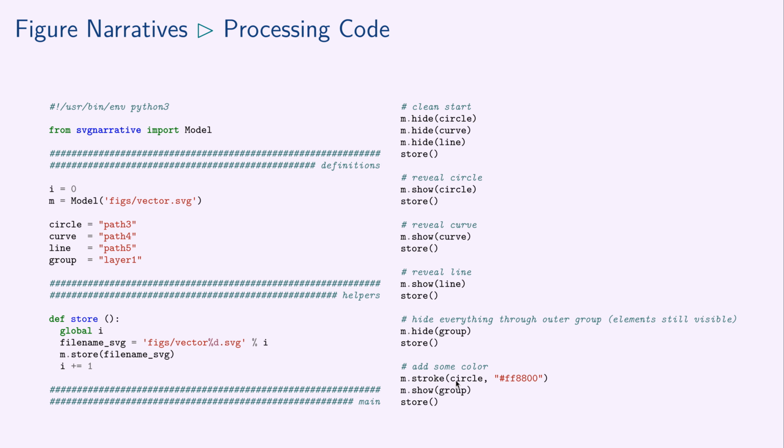Then we can stroke the circle. So that is a stroke operation, essentially us taking a pen to the shape of the circle and drawing that circle with a specific color. FF8800. So that is something that is very red, a bit green, and not blue. And we show the group because that was just hidden. So that means that we can see everything again, and we store that.